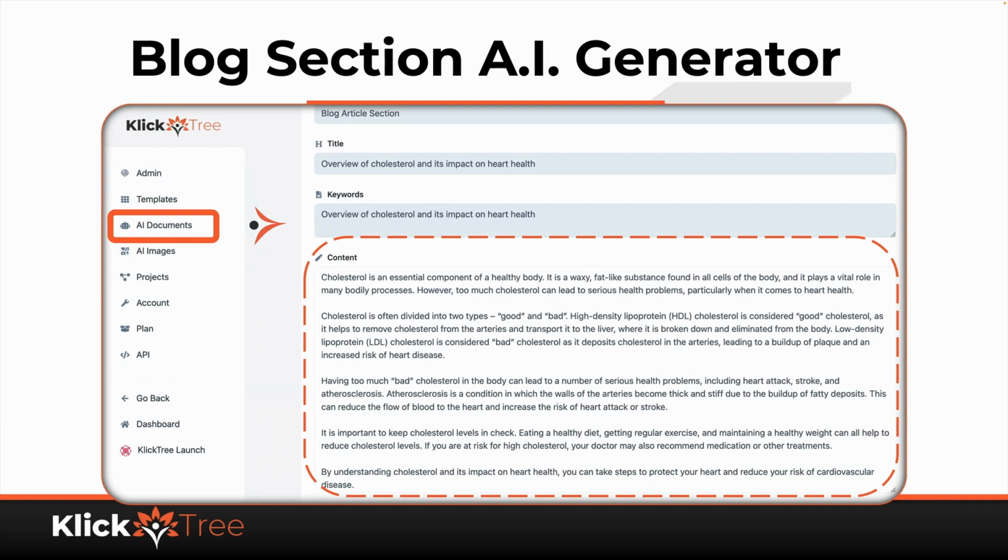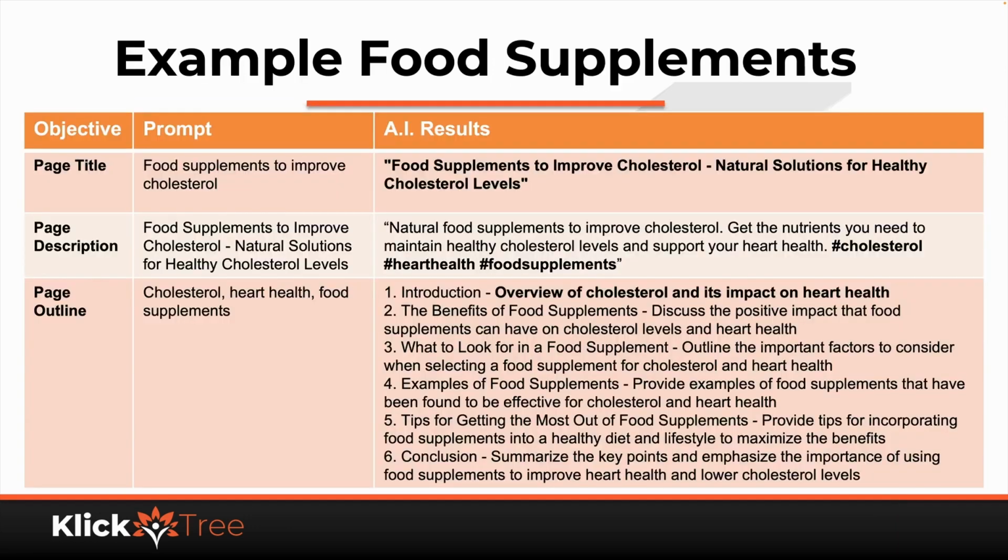And what I want to give you is an example in the food supplement industry. If I want to build a page very quickly, then in the prompt is where I put my input, and what it spits out is the AI result. So on my page title, I put a prompt: I want to do something in food supplements to improve cholesterol. All right, so it gives me the title.